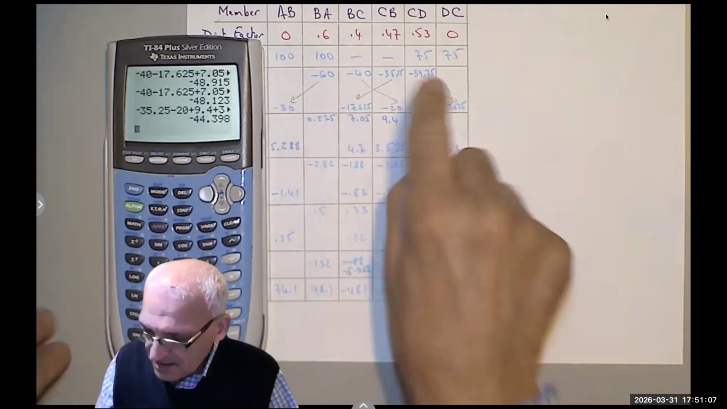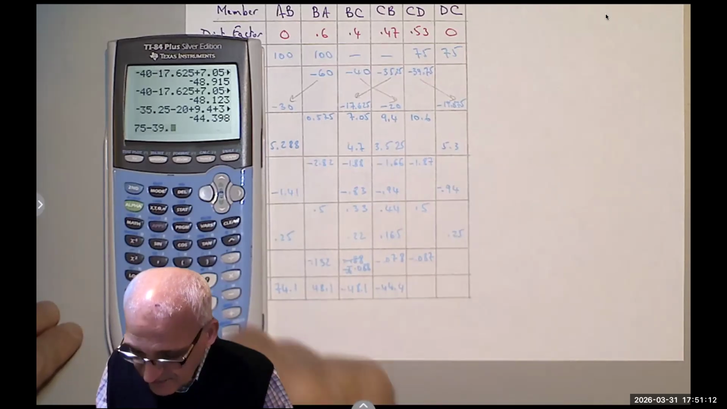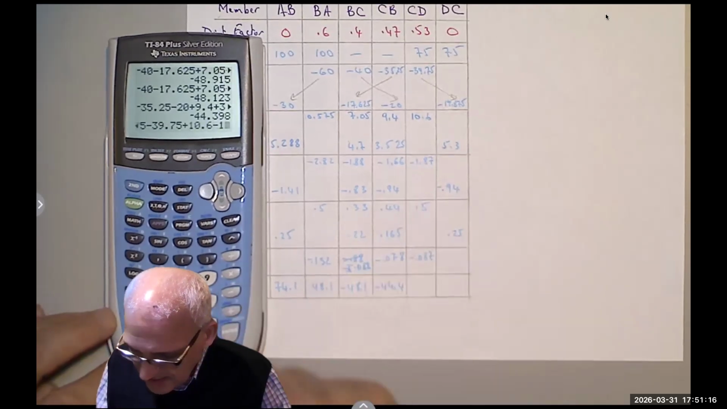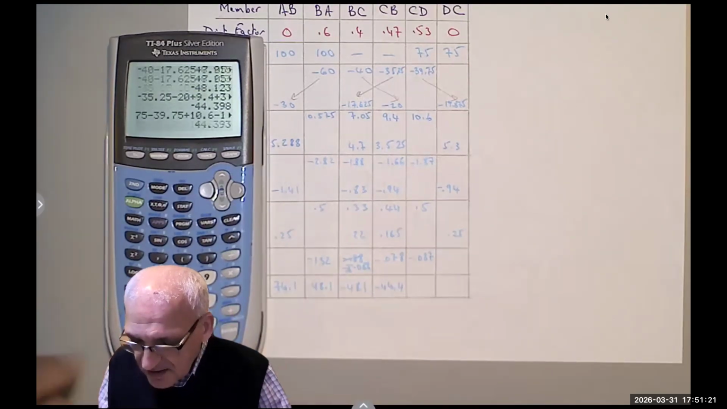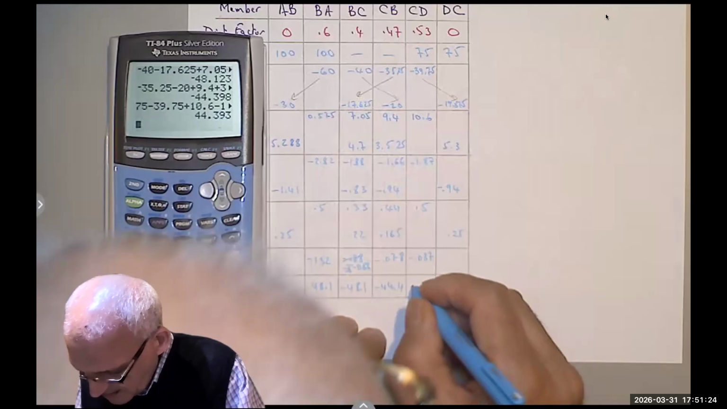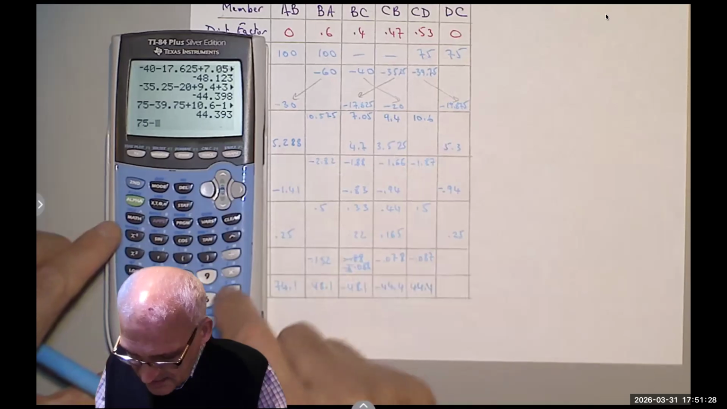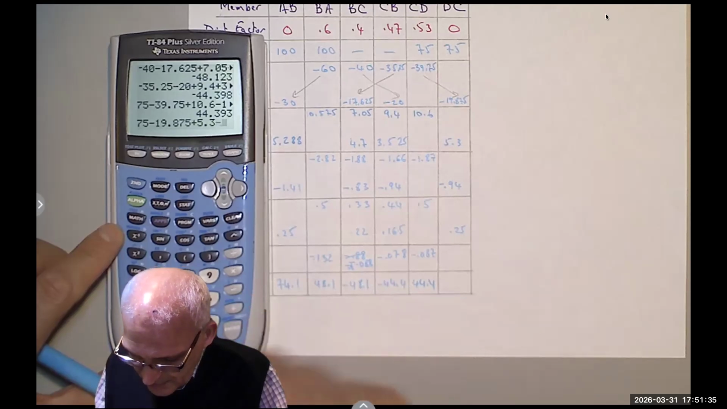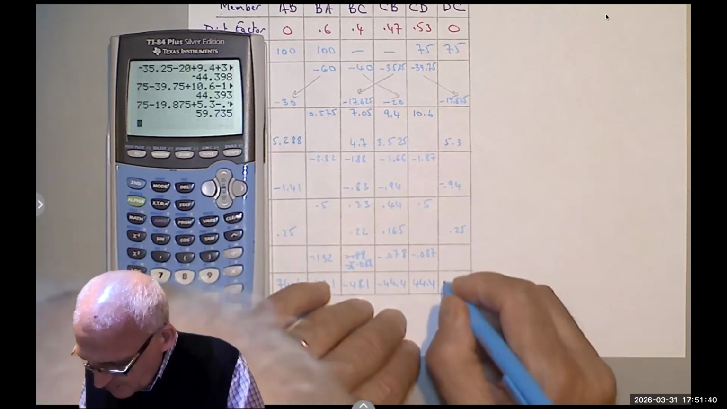Okay. Yeah, here I didn't see the 75. Minus 39.75 plus 10.6 minus 187 plus 0.5 minus 0.087, 44.4. Okay. And the last one I have 75 minus 19.875 plus 5.3 minus 0.94 plus a quarter is 59.7.